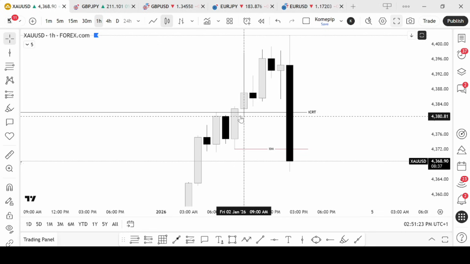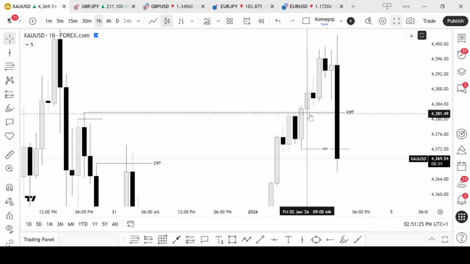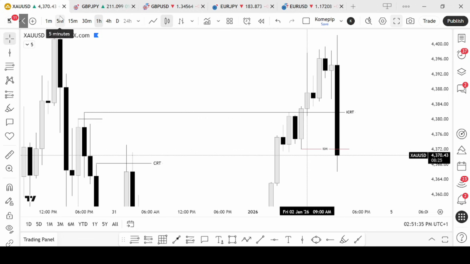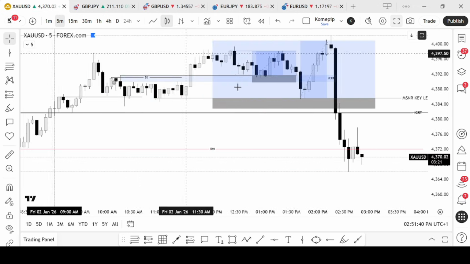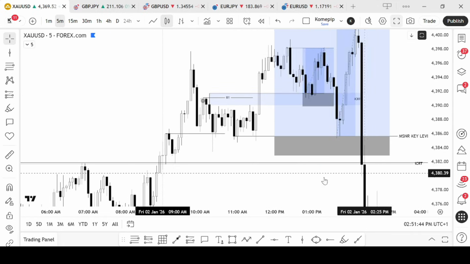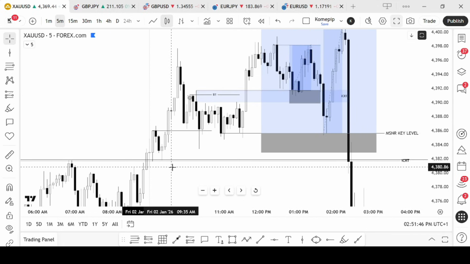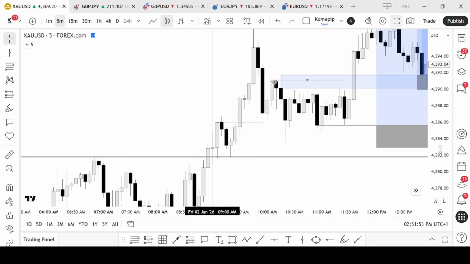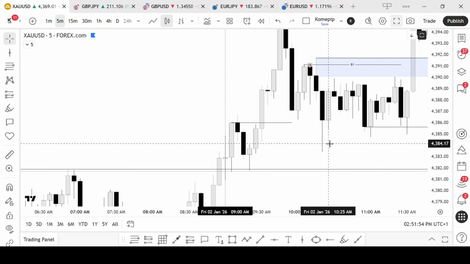Of course, I can enter directly, but I did not enter. Why? Because I was not even on chart when this happened. If I was, I could have as well entered directly from here. However, let me show you how to confirm it. When you come to the 5-minute time frame, price taps my 1-hour iCRT. Look at my breakout here.